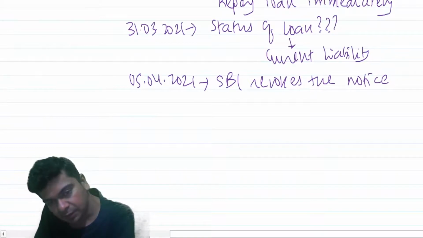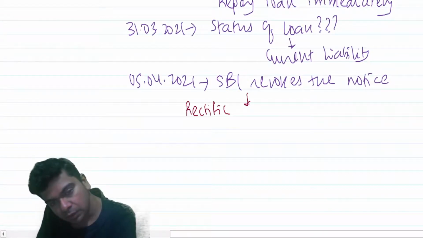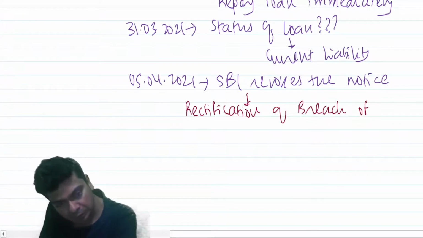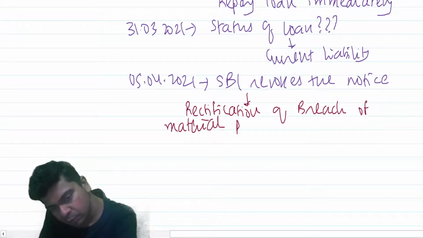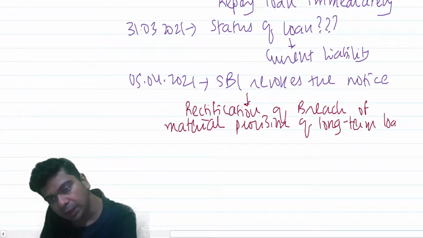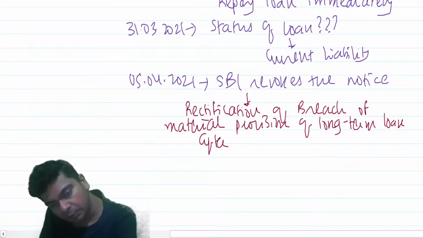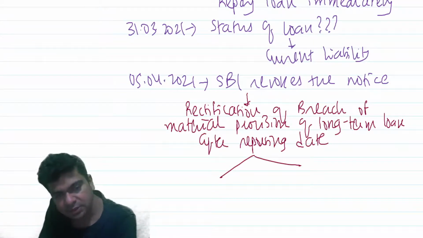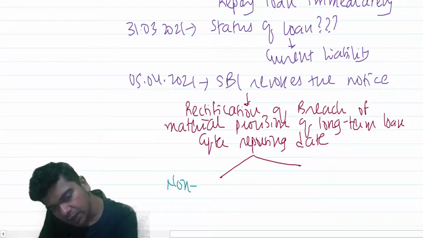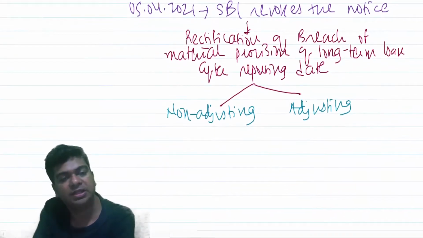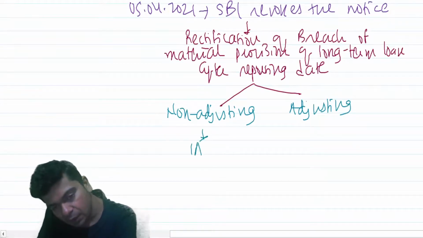We are saying there is rectification of breach of material provision of long-term loan, and this has happened after the reporting date. What is happening is, it is non-adjusting. Here we say it is adjusting. Please understand this entire thing. It is non-adjusting under IAS 10.